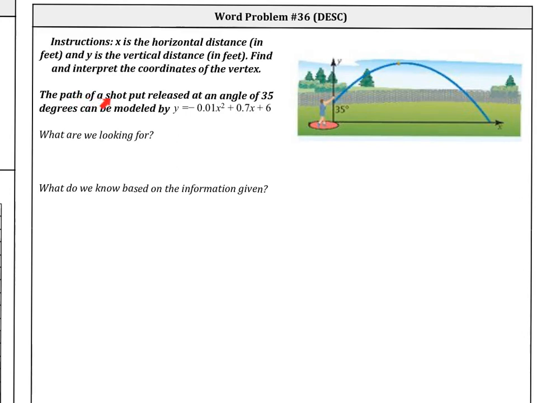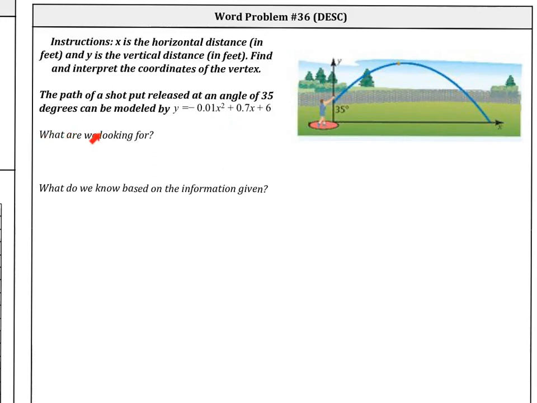The path of a shot put released at an angle of 35 degrees can be modeled by the equation y equals negative 0.01x squared plus 0.7x plus 6. This equation is given in standard form, and we can compare it to y equals ax squared plus bx plus c, and identify a, b, and c easily from this equation.